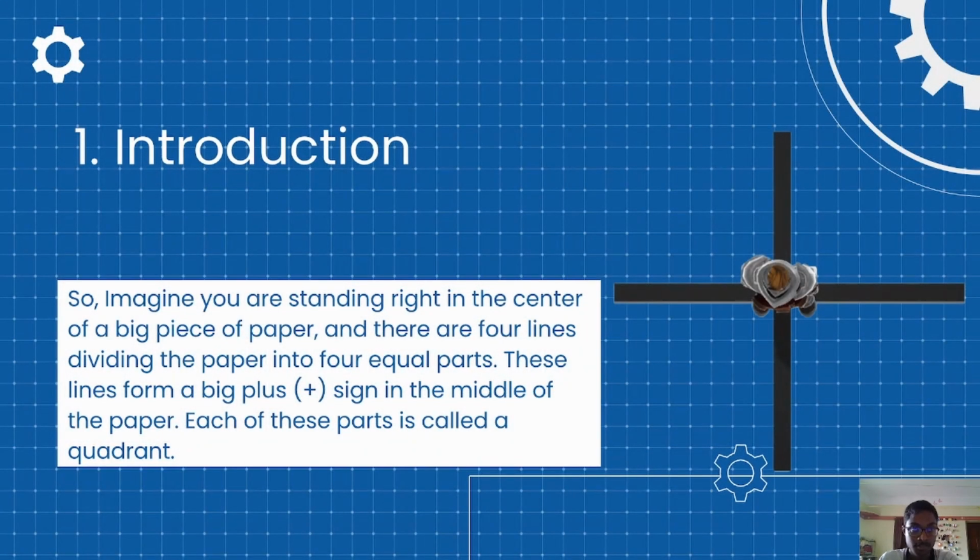Then we have the introduction. So what exactly is the quadrant system? Imagine you are standing in the center of a big piece of paper, and there are four lines dividing the paper into four equal parts. These lines form a big plus sign in the middle of the paper, and each of these parts is called a quadrant. So you can see you have a big plus sign here and a man is standing in the middle of the plus, and there are four equally divided parts. These four equally divided parts are called quadrants.